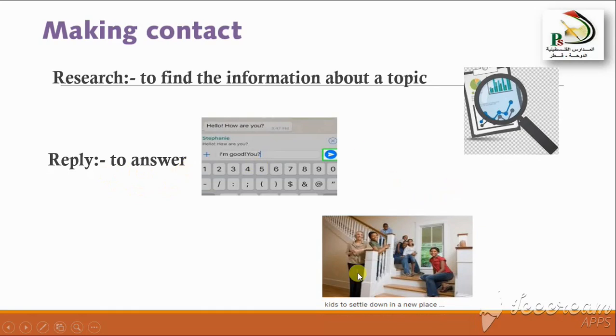Now, kids settle down in a new place. This is called settle in. Whenever you shift to a new place, you need some time to get settled in, to become comfortable. So that means settle in. When you move to a new place, you need some time to get comfortable, to be at ease.